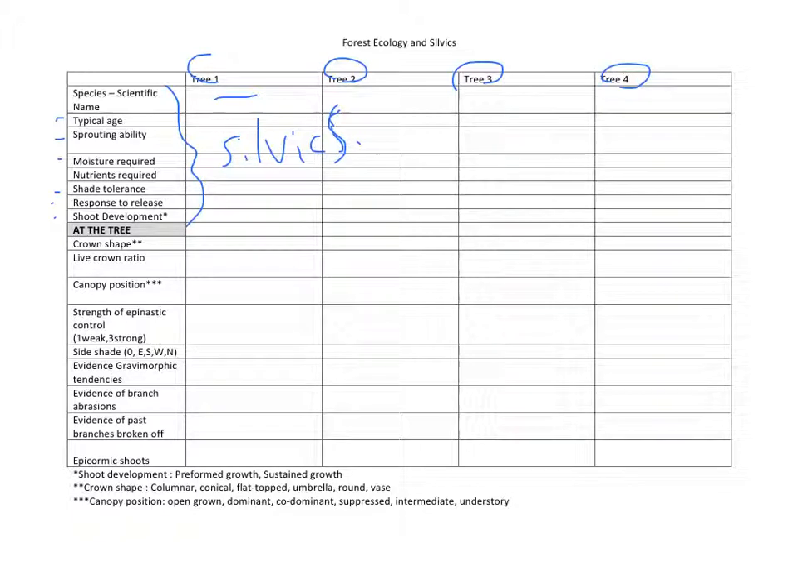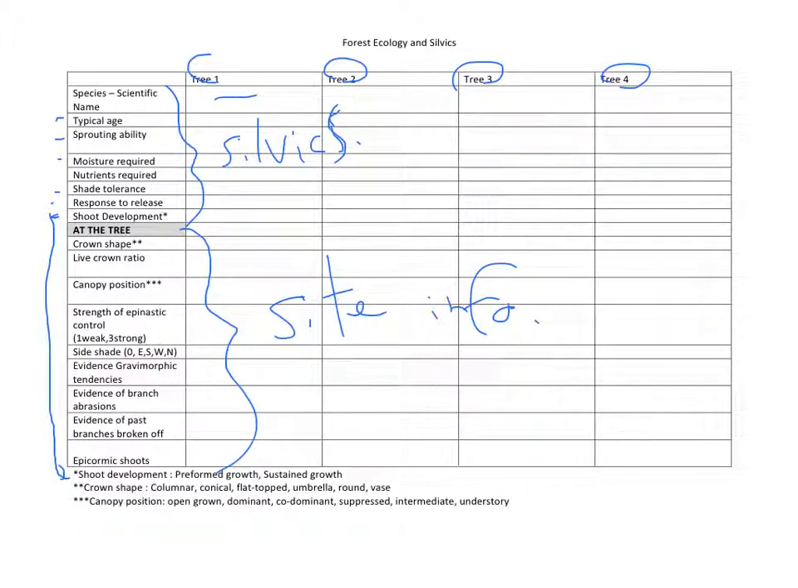What you need to fill out at the site is here. Okay, so this is site information that you need while you're in the field. Okay, I need to know crown shape, if you see the little asterisk here. Same thing, shoot development, down here, right there. I'm looking for, is it a preformed growth or sustained growth? That information again can be found in the lecture. So go back to your notes and look at that to help you decide which species will have what type of growth pattern. Okay, crown shape right here.